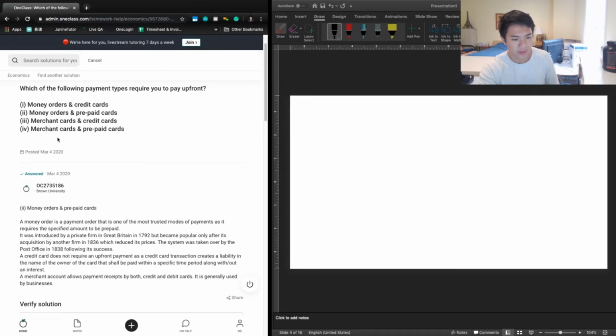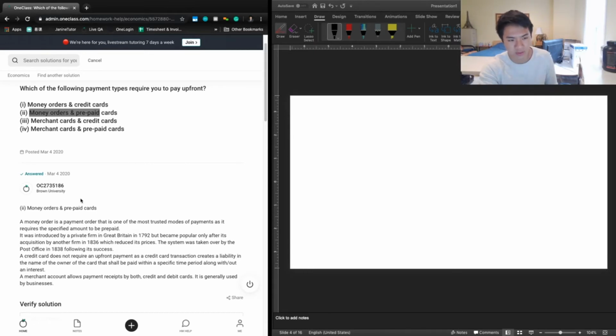Money order is a prepaid form of payment, whereas a merchant card can include either money orders or credit cards. And so a money order is the only one that requires that kind of upfront payment, the same way a debit card requires, and that's why B would be the right answer here.